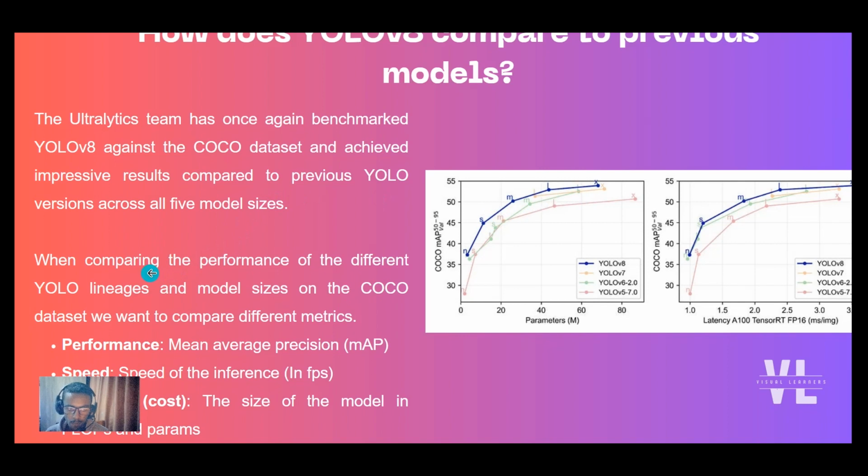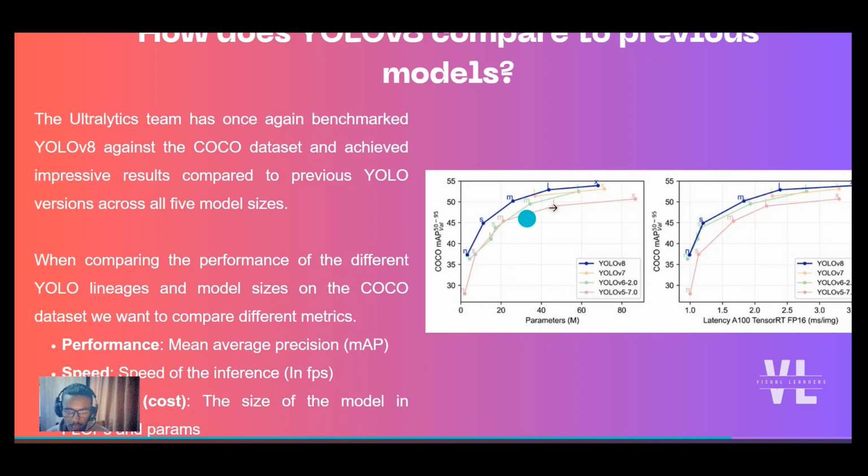Whenever you want to compare the performance of different state-of-the-art models, you have to use 3 metrics. The first one is measuring the performance using the metric mean average precision. Second is the speed of inference, which is in frames per second. Third, you need to show the computation cost, the size of the model in flops and params.